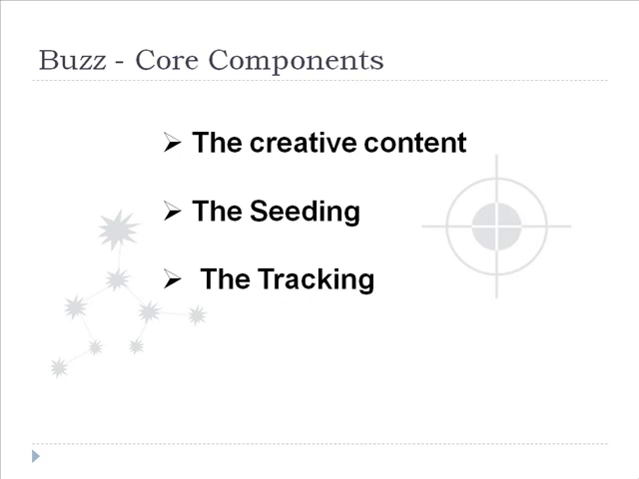Third is tracking. It is absolutely vital that you know what is and what is not working. You see, the only way to get that information is to track the results from your seeding. You must measure the spread of the campaign to provide accountability and to improve effectiveness.